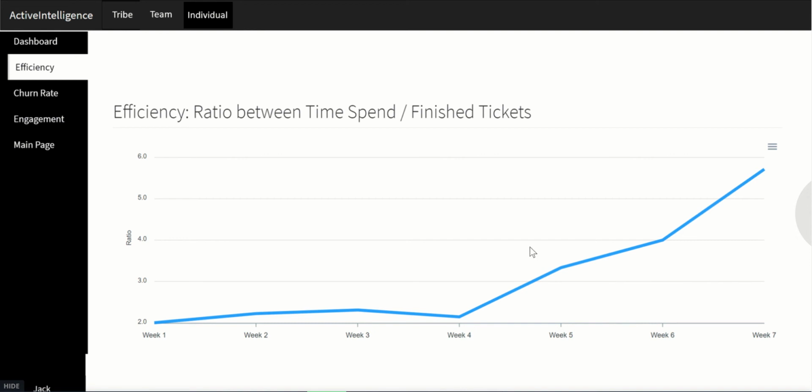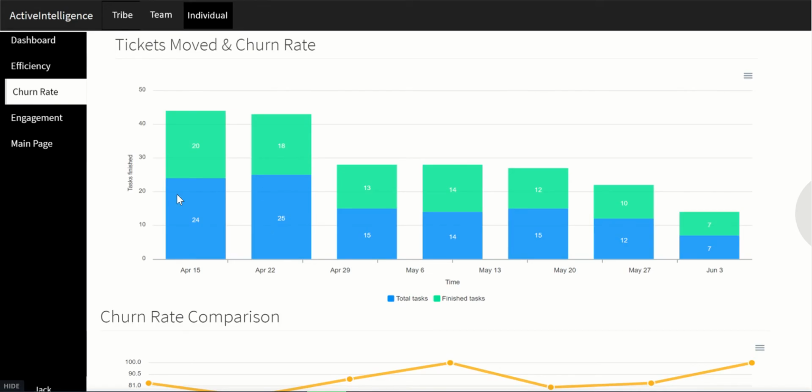That means his efficiency is developing as it progresses over to the next, week 5 and week 6. Also, we are tracking his churn rate. So you can see he has finished tasks, but 24% of the time it was churn. So you cannot use that product. So there might be some problem in his skill set.